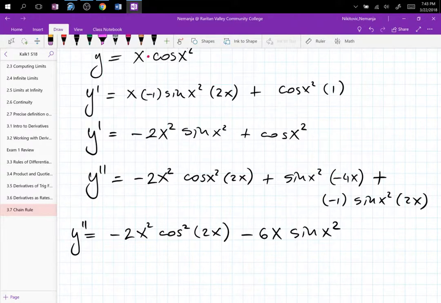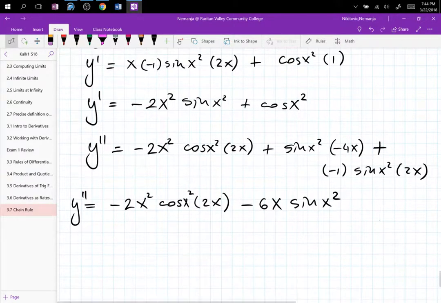Oh, forgot the x over here. It's x squared, there we go. Much better. So what I can kick out is negative 2x.